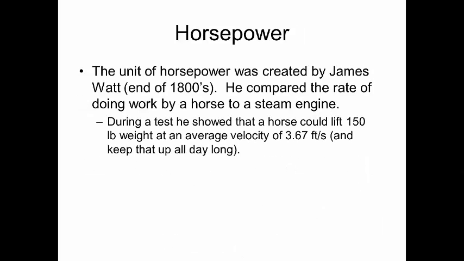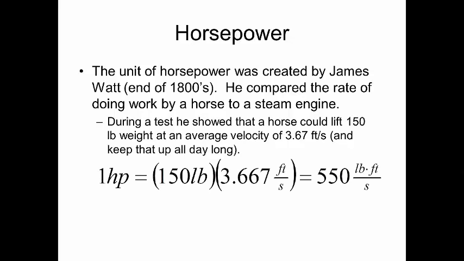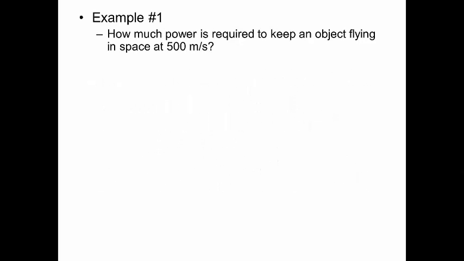So where does the horsepower unit come from? The unit of horsepower was created by James Watt at the end of the 1800s. He compared the rate of doing work by a horse to a steam engine. During the test, he showed that a horse could lift 150 pounds of weight at an average velocity of 3.67 feet per second, and the horse could keep that up all day long without getting tired. So if we look at the force, 150 pounds, times the rate of work, 3.667 feet per second, then we get 550 pound-feet per second. This is 1 horsepower, and that's where it originates from.